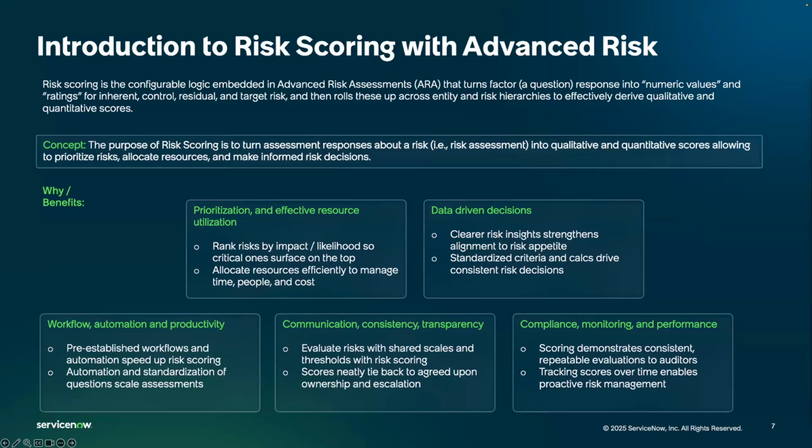Let's look at some of the benefits. Some of the key benefits of advanced risk scoring are as follows. First, prioritization and effective resource utilization. Risk scoring lets you rank risks such as by impact and likelihood, so the critical ones surface to the top. This isn't just about risk visibility, it's about allocating your limited resources, call it time, people, or budget, whatever that matters, to where they'll have the greatest effect.